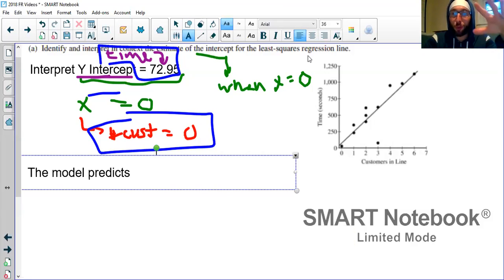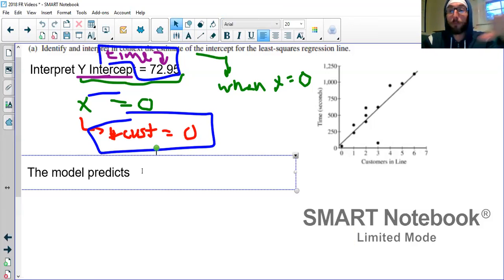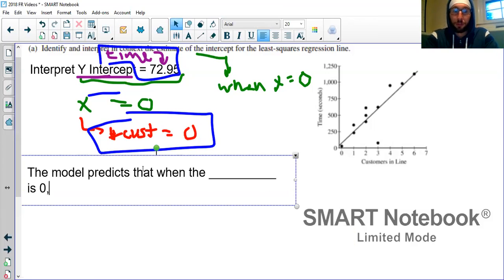So to always make sure that I hit that idea that our model is providing us with predictions or estimates, I like to start my sentences for slope, intercept, and stuff with "the model predicts" right off the bat. So I got that. That when the blank is 0, the predicted, and now when I talk about the Y variable, I'm kind of overkilling the predicted part, but better safe than sorry on the AP exam. The predicted blank is blank.